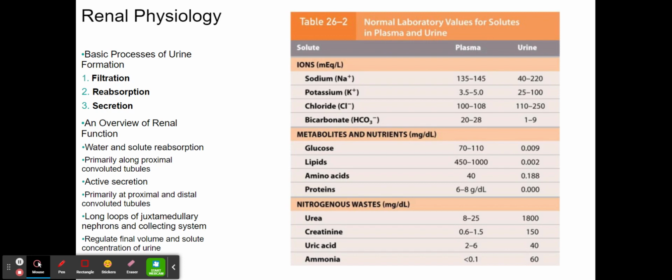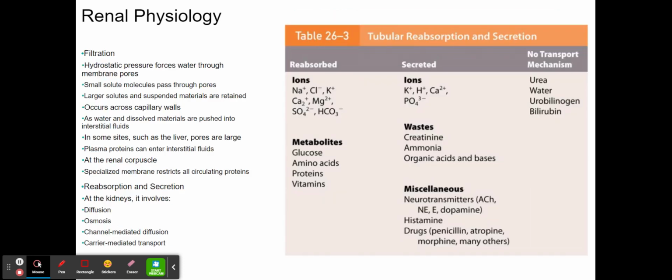So before we take a closer look at the functions of the individual portions of the nephron, let's briefly examine each of the 3 major processes involved in urine formation. In filtration, hydrostatic pressures force water through membrane pores, and solute molecules small enough to pass through these pores are carried along. Filtration takes place as larger solutes and suspended materials are left behind.